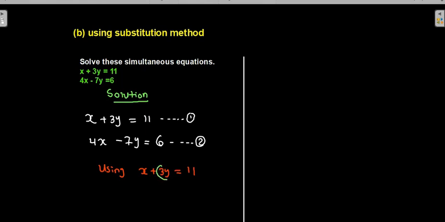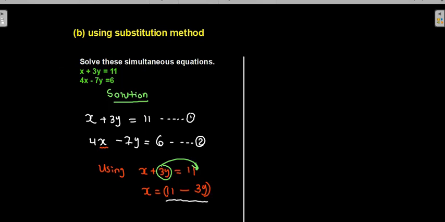by taking this number to the other side of the equal sign, we can write this equation as x equals 11 minus 3y, and also remember to include those brackets there. We need to substitute this x in the second equation, where we have x. Here we are going to replace that x with everything that we have here.